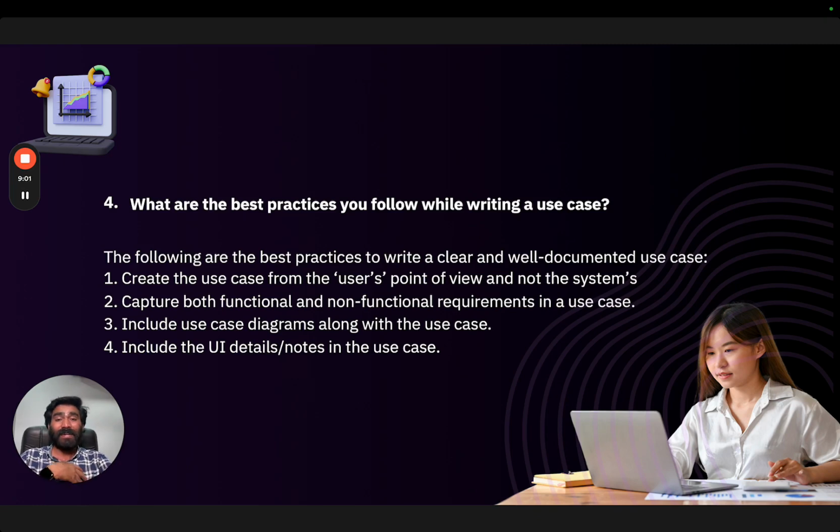It means, ultimately, who accesses or works on the system? Of course, the user, right? If I talk about Facebook, who is actually accessing that platform? Of course, the user or merchant. At the end, the users are the only ones accessing those platforms, right? So think from their perspective, and only then can you resolve problems as a business analyst. Then second is to capture both functional and non-functional requirements in use cases.